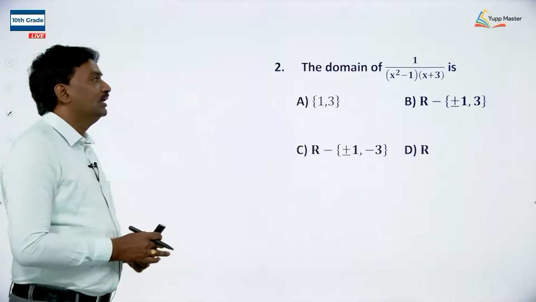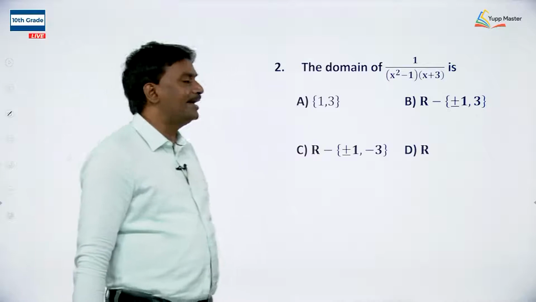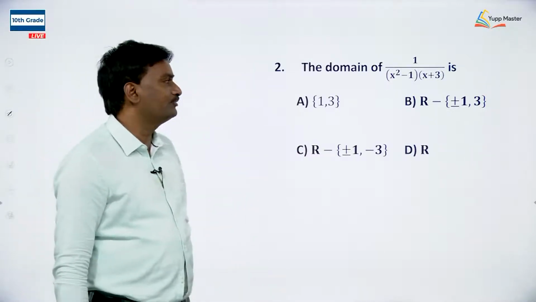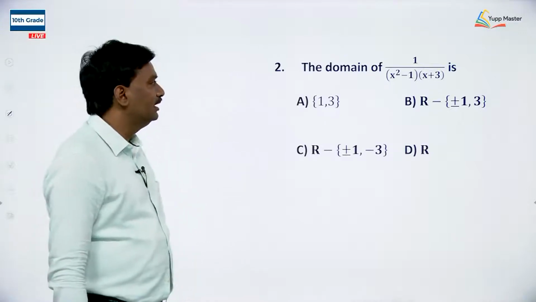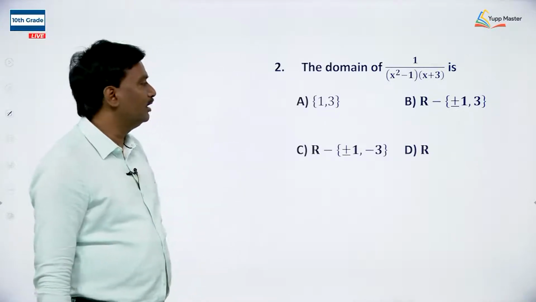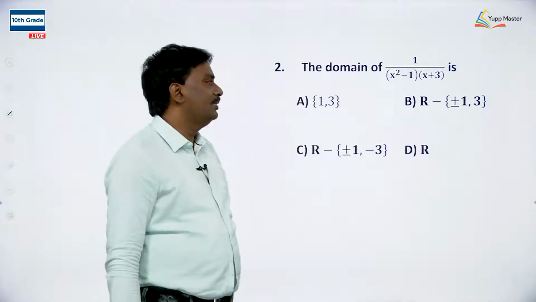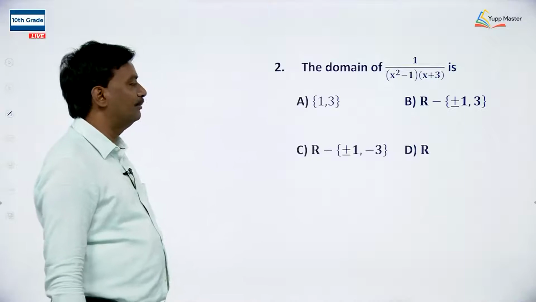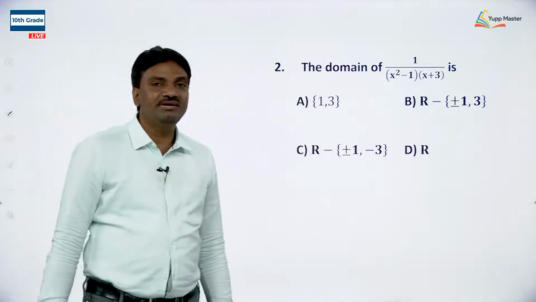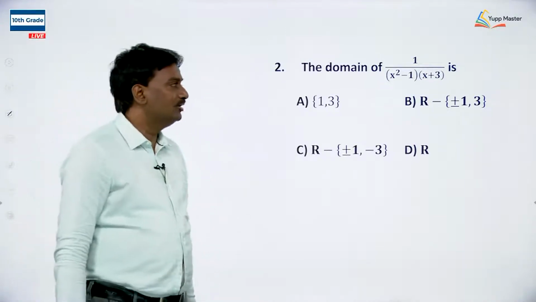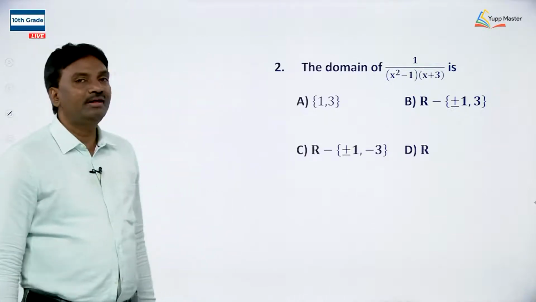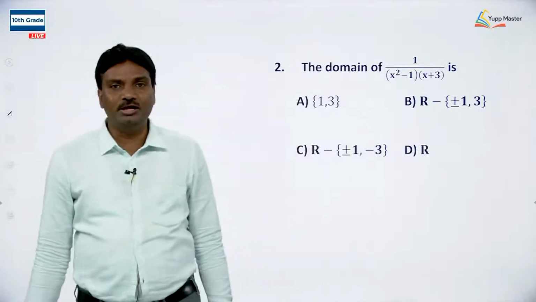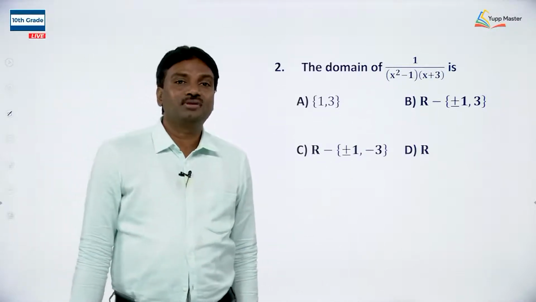Next, we have the domain of 1 by (x square minus 1) into (x plus 3). The options are: option A, 1 comma 3; option B, R minus {plus or minus 1 comma 3}; option C, R minus {plus or minus 1 comma minus 3}; and the last option is given as capital R. Here, by observing the given problem, 1 by (x square minus 1) into (x plus 3), with respect to the first rule.